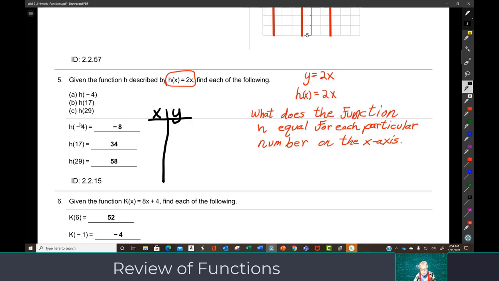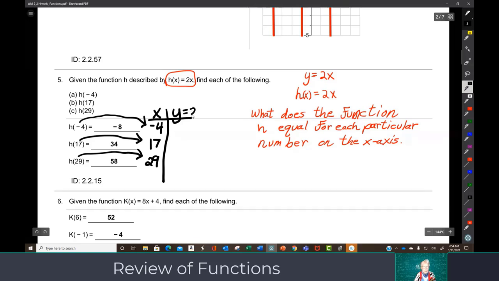Notice that this number, negative 4, is in the parentheses. That means it's the x coordinate. 17 is the x coordinate. 29 is the x coordinate. And then since y equals 2x, what you would do is this. You would say, well, that would be 2 times negative 4 equals negative 8. You would use the x for that x right there. 2 times negative 4 would be negative 8.